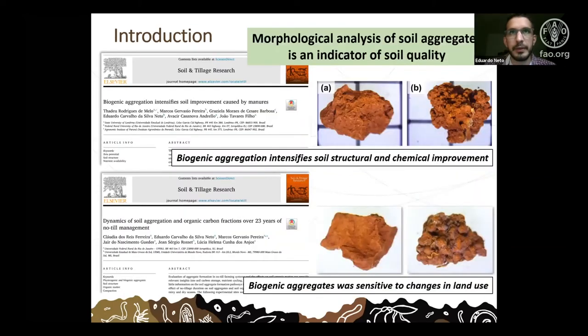So several studies clearly indicate that the biogenic formation pathway describes how biological activity contributes to the formation of soil aggregates. But few studies in general investigate the biogenic formation pathway, how it works, and what processes are involved. And we know that biogenic aggregation intensifies soil structure and chemical improvement, and is also sensitive to changes in land use.